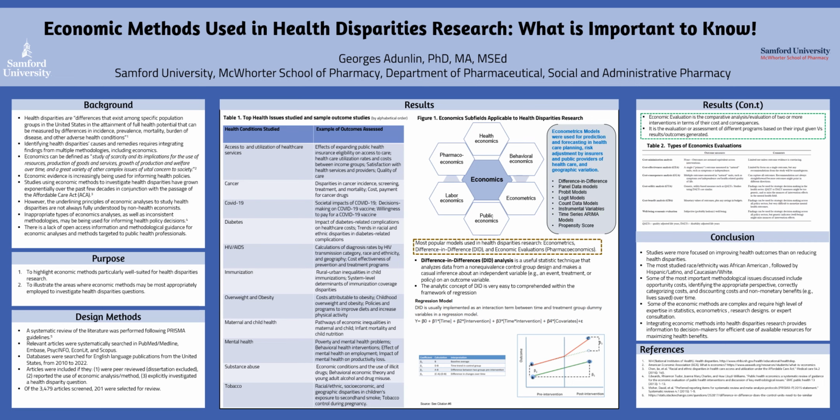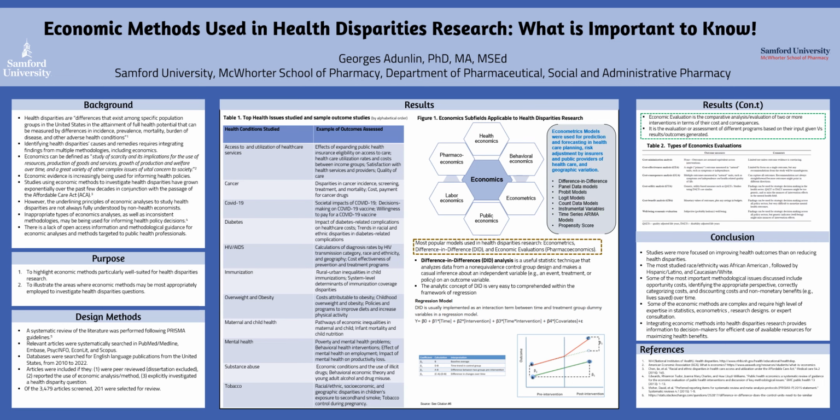Relevant articles were systematically searched in PubMed, Medline, Embase, PsycInfo, Econlit, and Scopus. Databases were searched for English language publications published within the United States from 2010 to 2022. Articles were included in this study if they were peer-reviewed, if they reported the use of economic analysis or method, or if they explicitly investigated a health disparities question. So we obtained 3,479 articles, out of which 201 were selected for review.